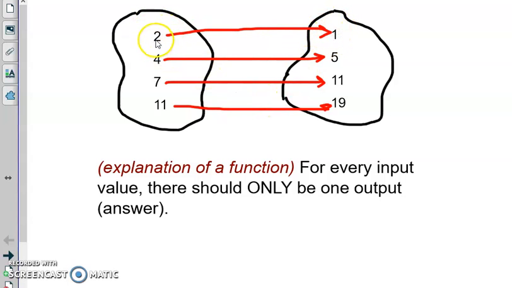So we don't expect that if I put in 2 that I'm going to get an answer of 1 and 5 at the same time. It's kind of like doing a multiplication problem of 4 times 6. We're expecting the answer to be 24 and not 25 or 23. So each of these math problems, we're expecting that when you input a number, we get one answer out.